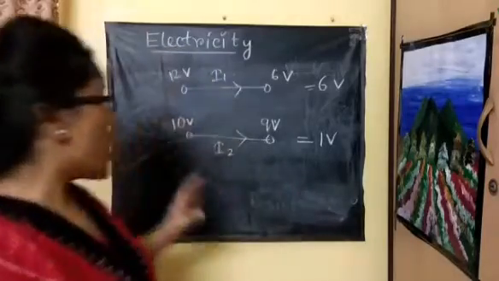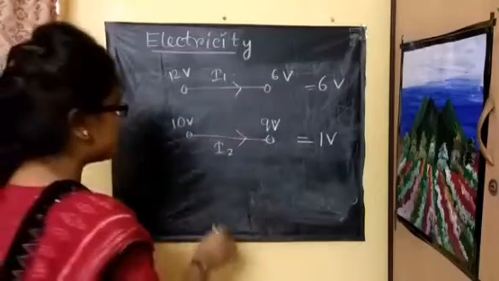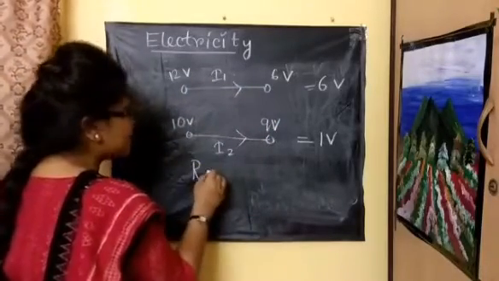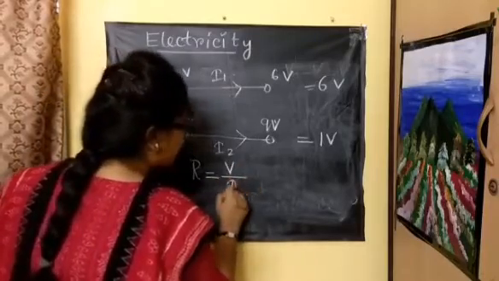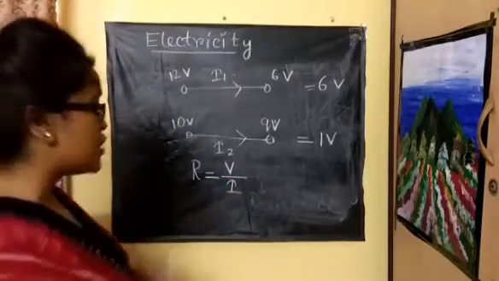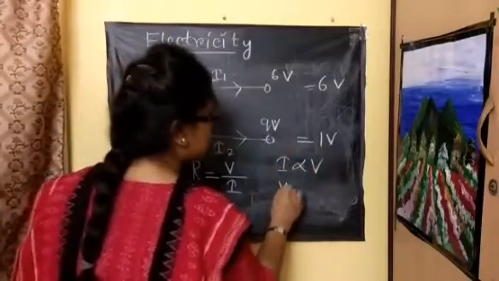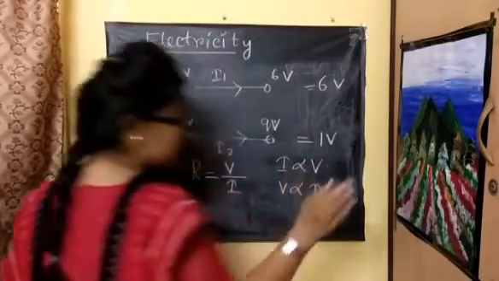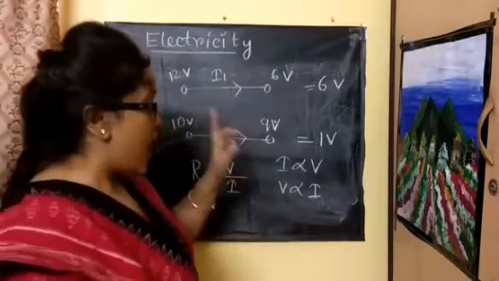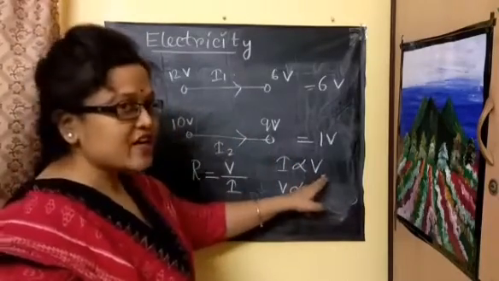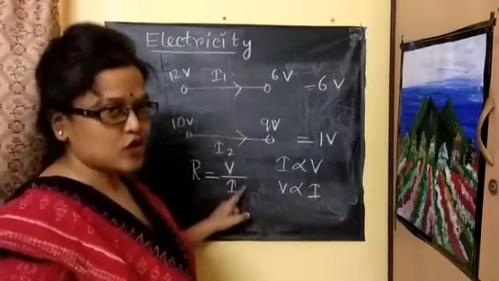We had already done that. And whenever I take a conductor, the resistance R will be equal to V by I. Now one question you can ask me: ma'am, you said already I is proportional to V, why are you suddenly writing V proportional to I? There is only one reason: by experiment it is seen that I depends on V, V doesn't depend on I. So V is proportional to I, not I proportional to V.